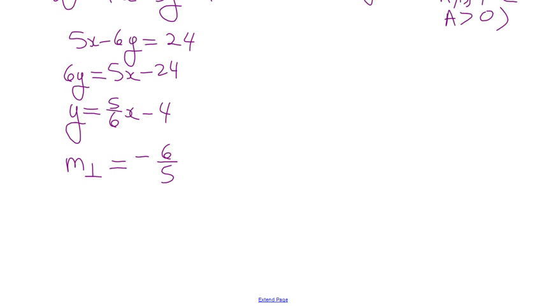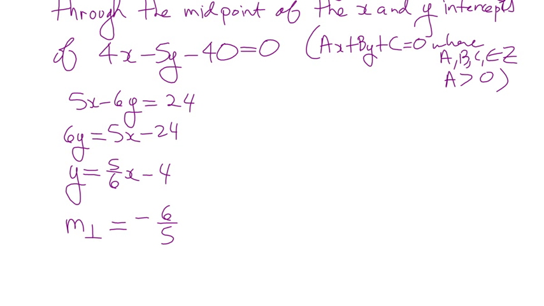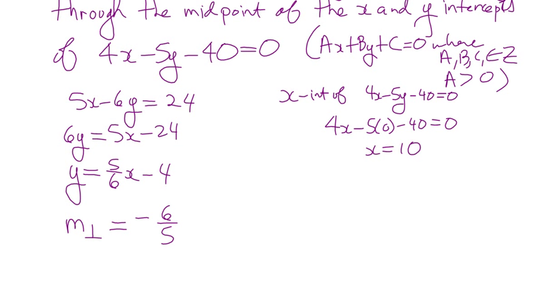And what does it do? Well, the line that we want to find goes through the midpoint of the x and the y intercepts of this other line. So what do we need to find next? Okay, so x-intercept of... How do we get the x-intercept? Set y equal to 0, right? Just go in there faster, right? Well, that will make life nicer for you. So 4x is equal to 40, x is equal to 10.